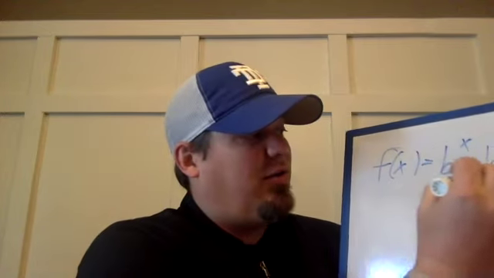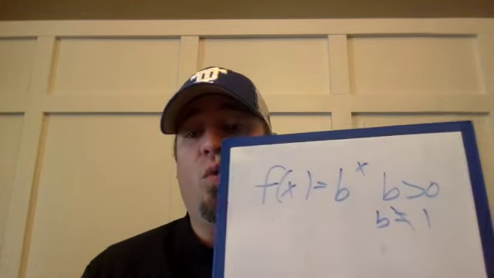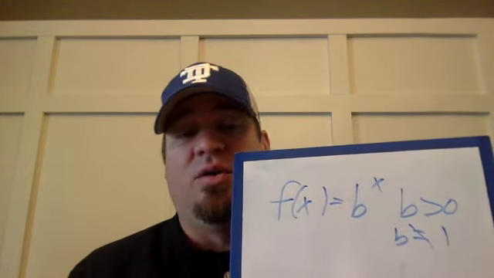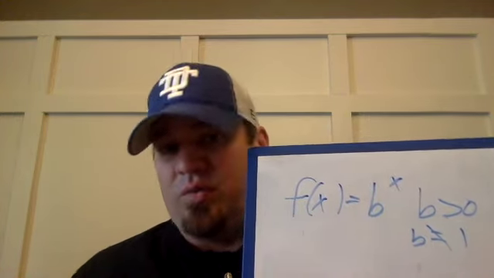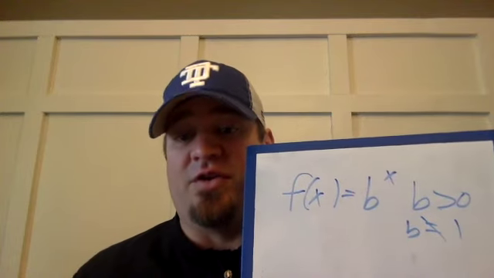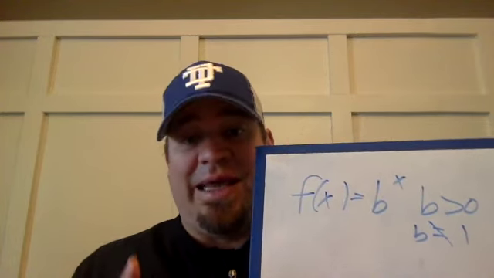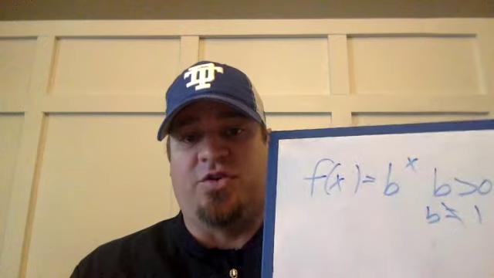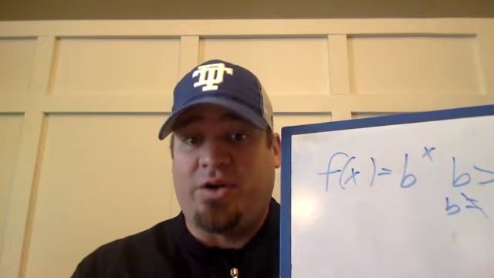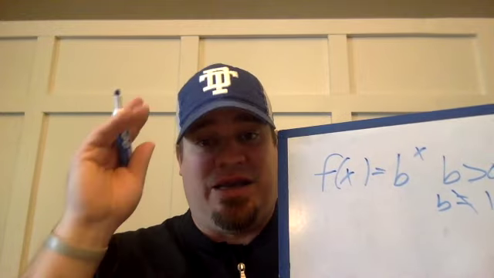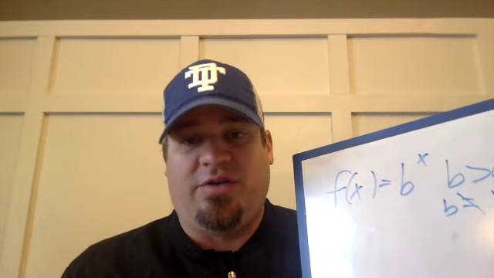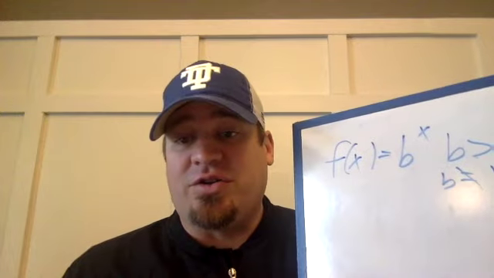Okay, b can also not equal 1. Just think about it. 1 to any power, that's 1 times 1 times 1 times 1 times 1, still 1. So that would be a constant function, not an exponential function. So there are two things that b cannot be. b cannot be negative, and b cannot be 1, in order for it to be an exponential function, in order for it to work. b can be fractions. We looked at that last week. That just means it's a decay function, which means the graph just kind of goes backwards, which we'll talk about in just a second. Okay, so the transformations are exactly the same.